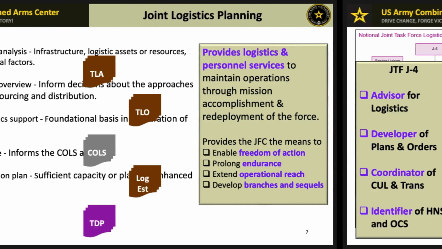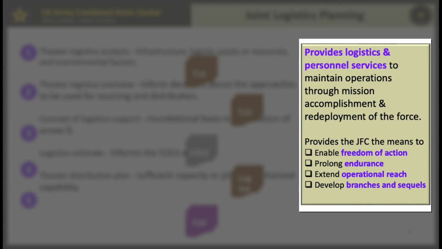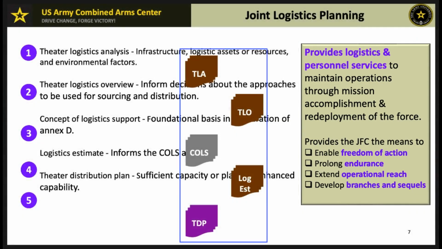Joint logistics planning ensures logistics and personnel services support mission accomplishment and redeployment. Key logistics products, the TLA, TLO, COLS, Logistics Estimate, and TDP, integrate and synchronize logistics capabilities with the commander's campaign plan, enabling freedom of action, endurance, operational reach, and flexibility in operations.